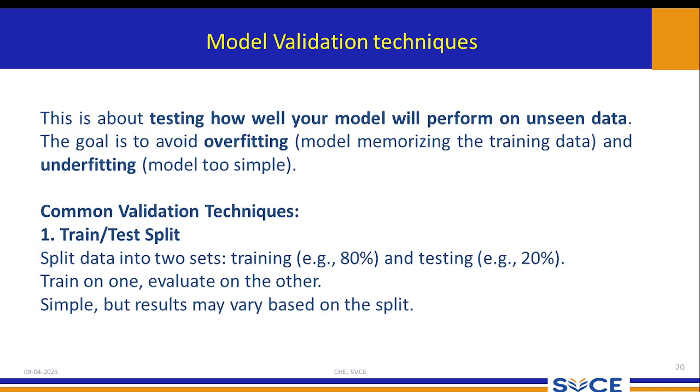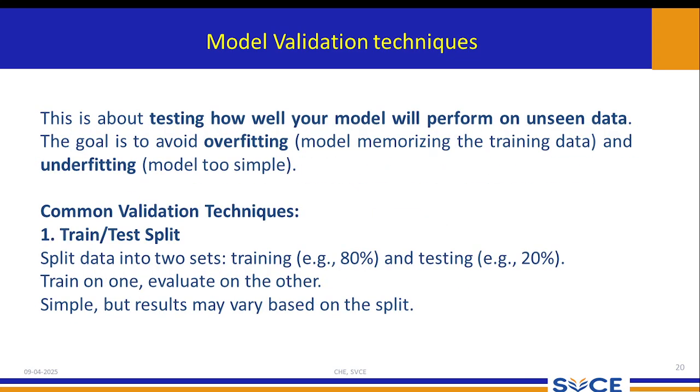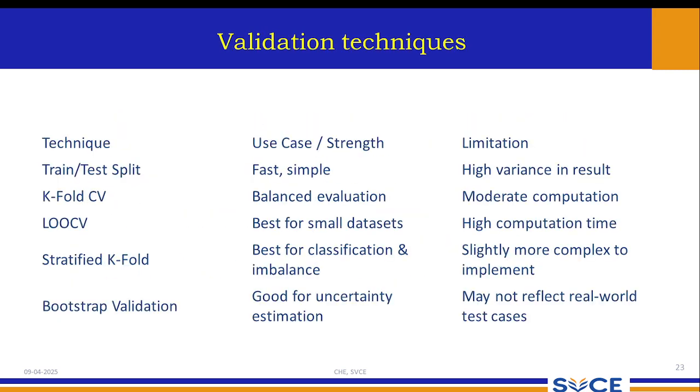After that, for model validation, we need to train the model and test the samples by using validation techniques: train-test split, k-fold cross validation, leave-one-out cross validation, stratified k-fold, and bootstrap validation. For stratified k-fold and bootstrap validation, the points to be noted are that they are slightly more complex to implement, which is a limitation, and that stratified k-fold suits imbalanced classification data, while for uncertainty estimation we can go for bootstrap validation.